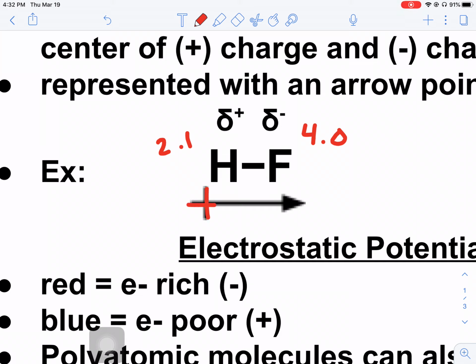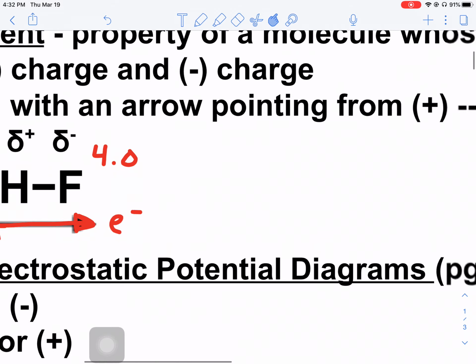So hydrogen is going to be the more positive end of the molecule. It gets kind of a plus, and fluorine is more of a negative end of the molecule, so the arrow kind of indicates the direction that electrons travel in, or where they spend most of their time, in this case on the fluorine side of the bond.